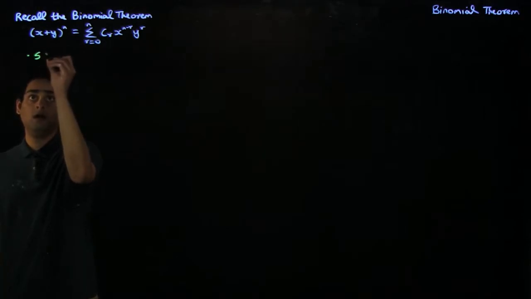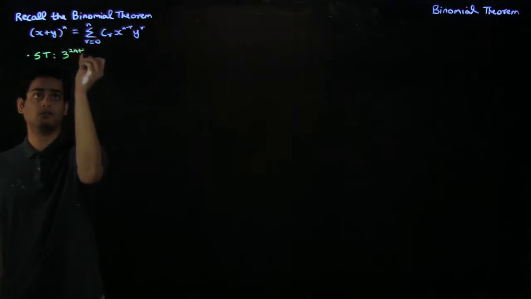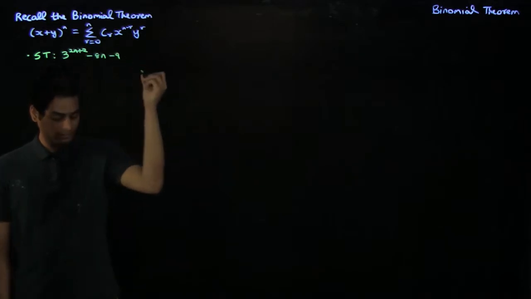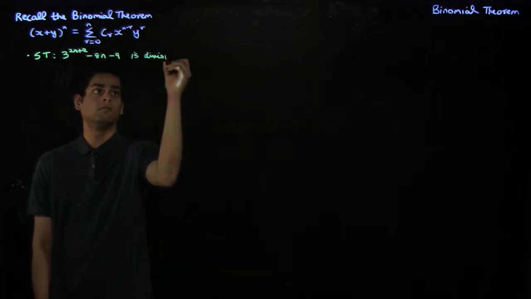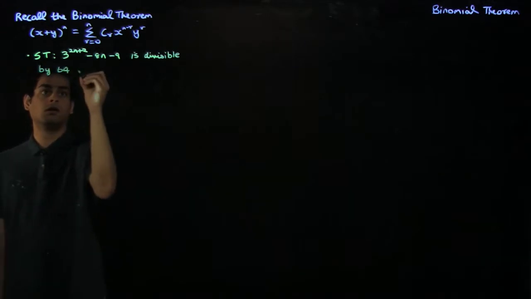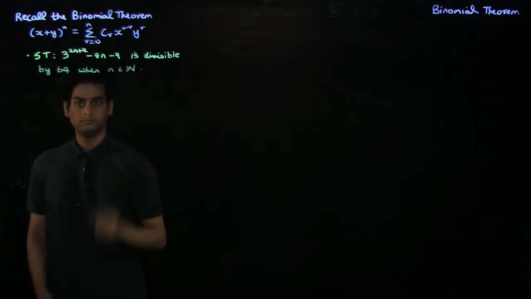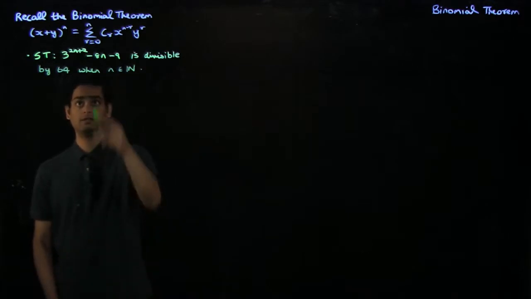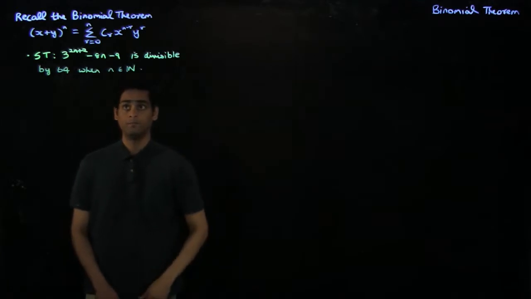So to give you a flavor of the kind of results we'll be looking at today, let's look at the first example, which asks you to show that 3^(2n+2) − 8n − 9 is divisible by 64 when n is a natural number. So it asks you to show that this term is divisible by 64 for natural numbers n.